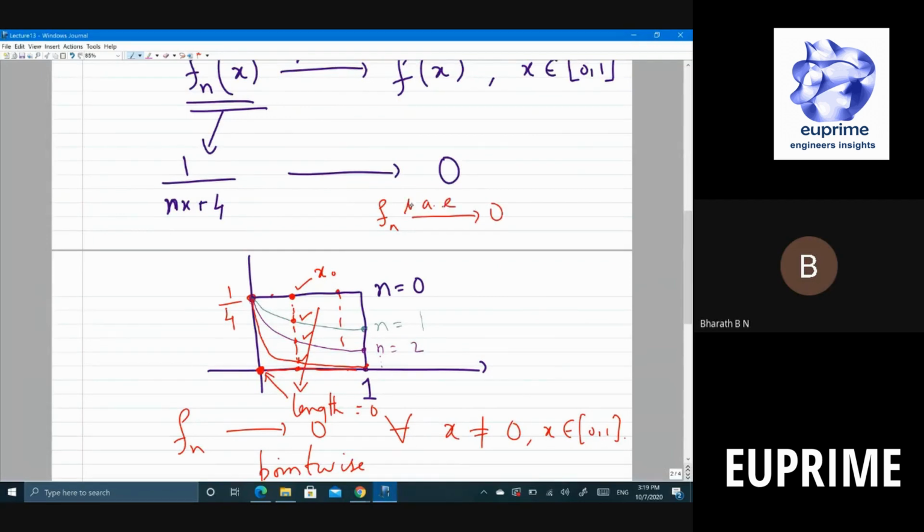In fact, mu almost everywhere. But Fn converges to some function f, which I'm going to define pointwise, where f is 0 for all x in (0, 1], and 1/4 for x equal to 0. Are you happy now, Sumit?